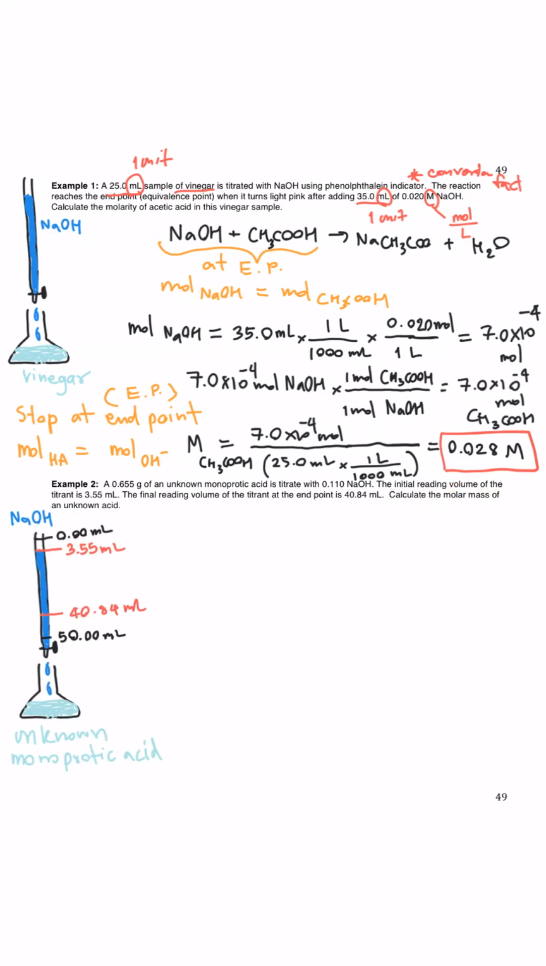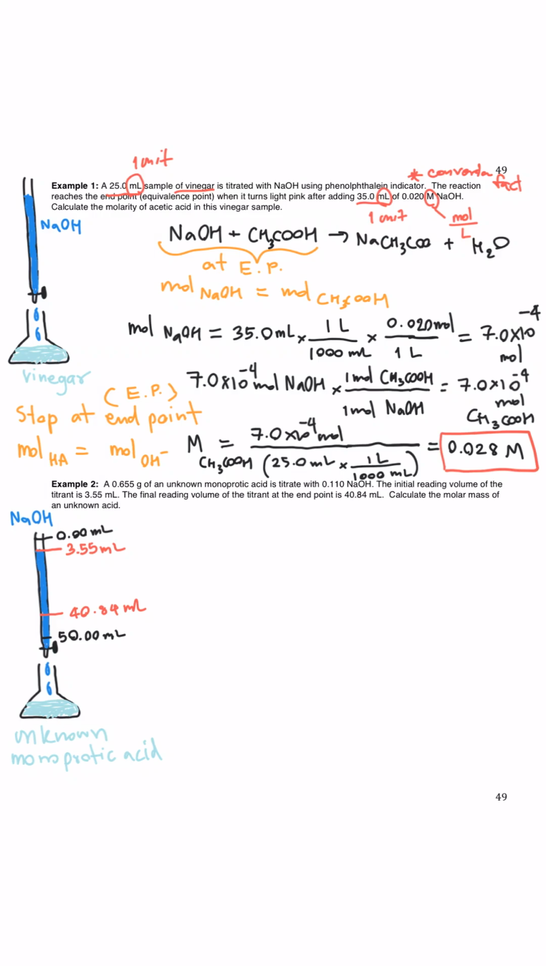And here is the experimental setup for example 2. The titrant that we will use is the sodium hydroxide in the burette, and the unknown monoprotic acid will be in the Erlenmeyer flask. Note that the burette scale will start from 0 all the way to 50 milliliter. That means that the 3.55 milliliter will start closest to the 0 end, and 40 milliliter will be the one that is close to the 50 milliliter on the scale of the burette.